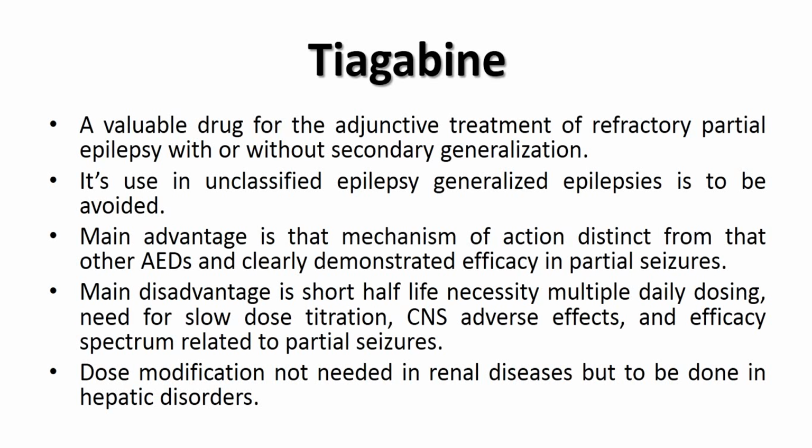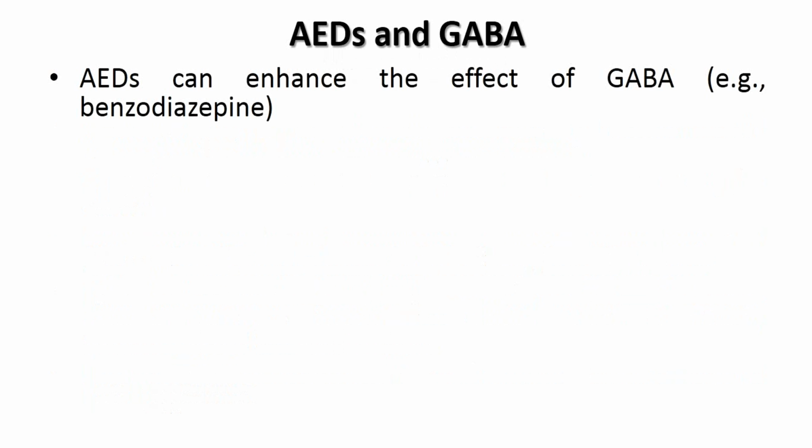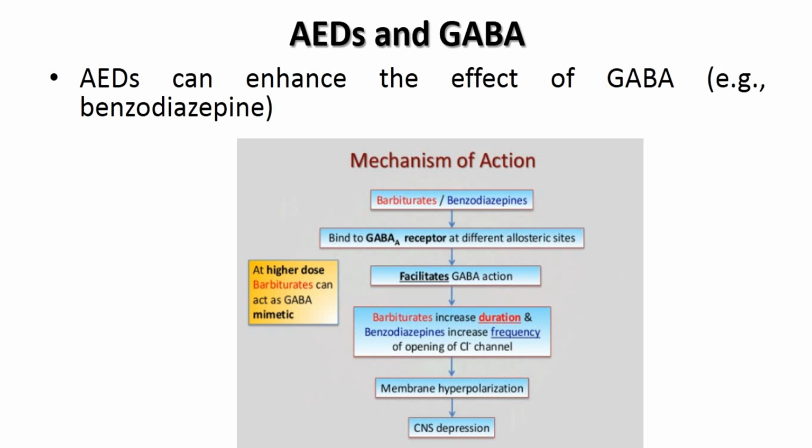Now, we will discuss anti-epileptic drugs and GABA. Anti-epileptic drugs can enhance the effect of GABA, that is benzodiazepines. What is the mechanism of action? You have barbiturates or benzodiazepines. They will bind to the GABA A receptor at different allosteric sites. By binding to the GABA A receptor, they will facilitate GABA action.